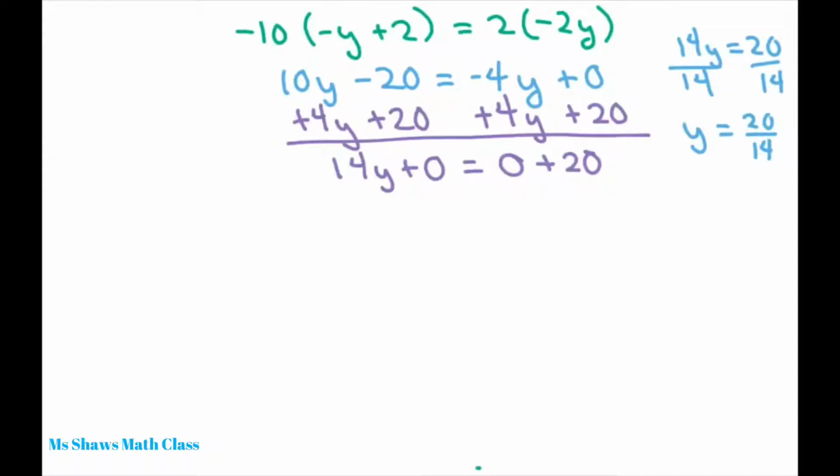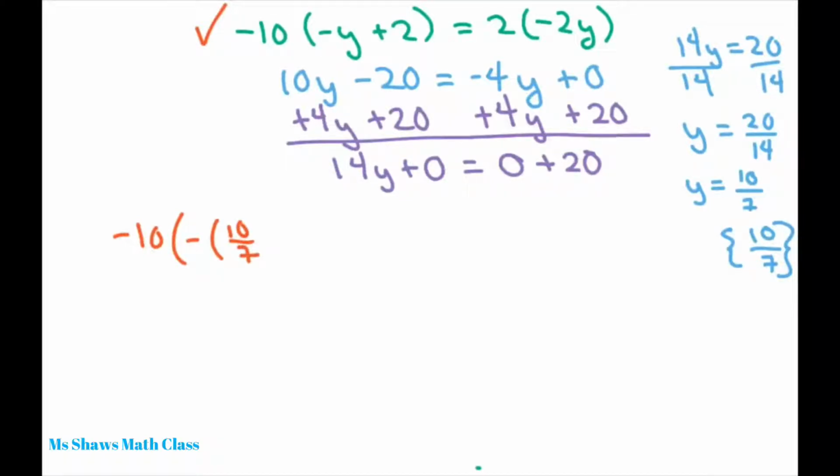Now to reduce that, I'm going to divide the numerator by 2, which gives you 10, and the denominator by 2, which gives you 7. So my solution set is 10 divided by 7, if it's correct. So let's check our solution using substitution. I'm going to replace my y with 10 divided by 7.